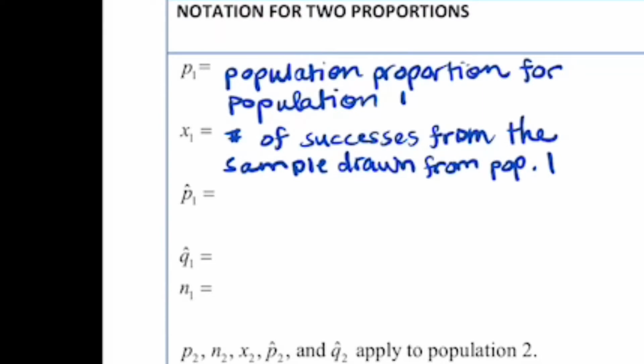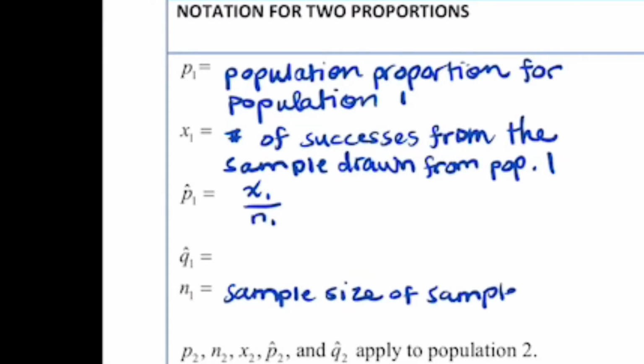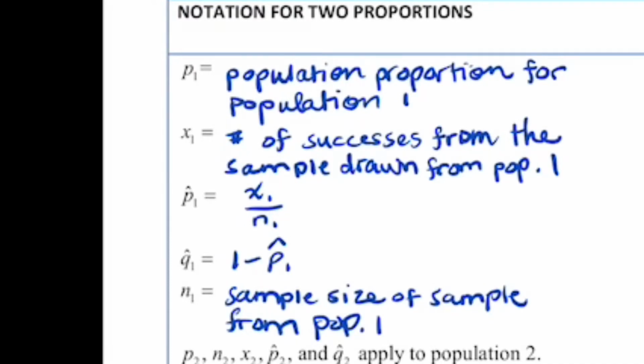P hat 1 is the number of successes from sample 1 over the sample size of sample 1. So I'm filling that in. N1 is the sample size of the sample from population 1. And Q hat 1 would be 1 minus P hat 1. And so P2, N2, X2, P hat 2, and Q hat 2 apply to population 2.